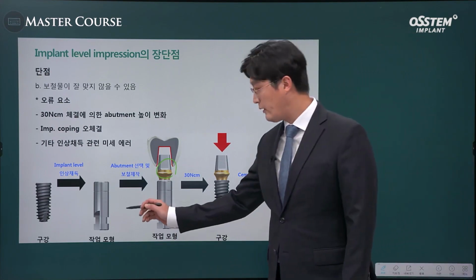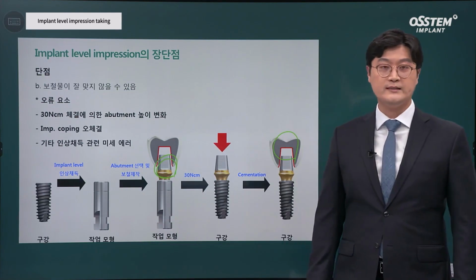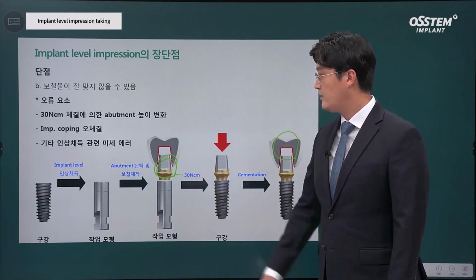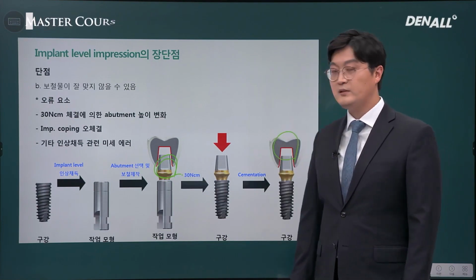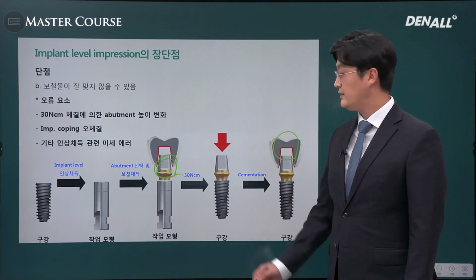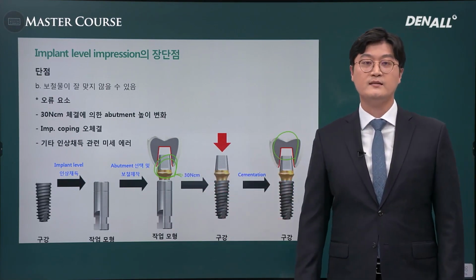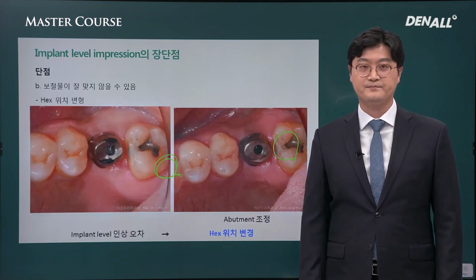Even if impression is properly taken, prosthesis is fabricated with abutment put on the model. When they are connected on the model, there is a risk of lower occlusion depending on whether it is connected with 30 Newton centimeters or just by hand.